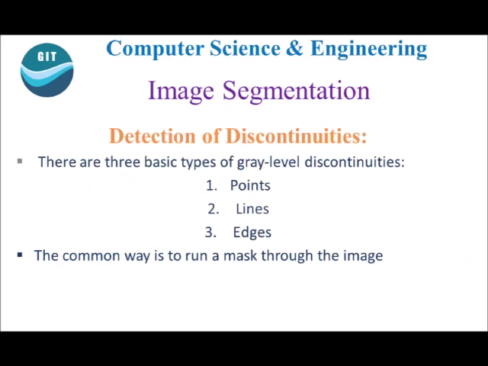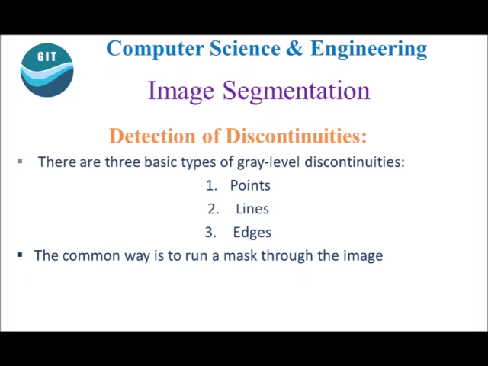Detection of discontinuities. There are three basic types of gray level discontinuities: isolated points, lines, and edges. In the discontinuity based approach, the partition or subdivision of an image is carried out based on some abrupt change in intensity levels, or abrupt change in gray level of an image.